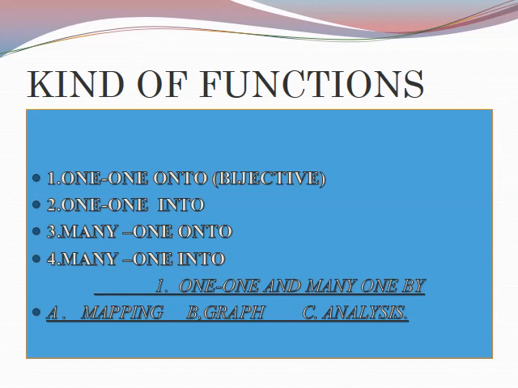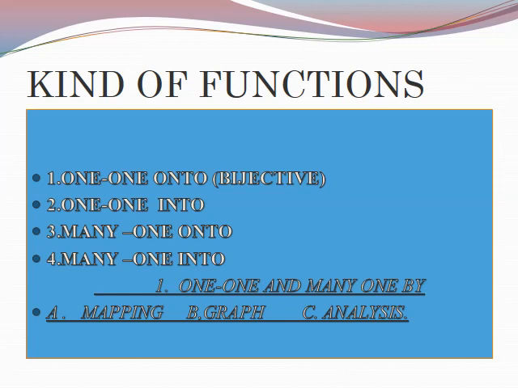Here 1-1 and many-1 are the criteria depending onto the domain, and onto and into are the criteria depending onto the codomain. So we have to segregate 1-1 and many-1 from onto and into. First of all I am going to talk about 1-1 and many-1 functions, and there are 3 methods to recognize whether the function is 1-1 or many-1. First, by mapping. Second, by graph. Third, by analysis. Here the mathematical analysis is important, because when the mathematical expression is given, then you have to apply this method to recognize whether the function is 1-1 or many-1.